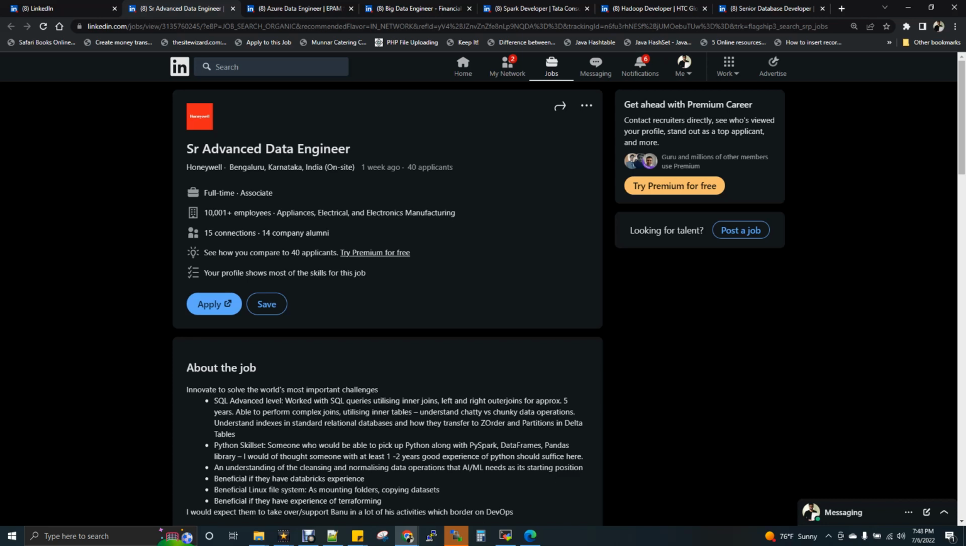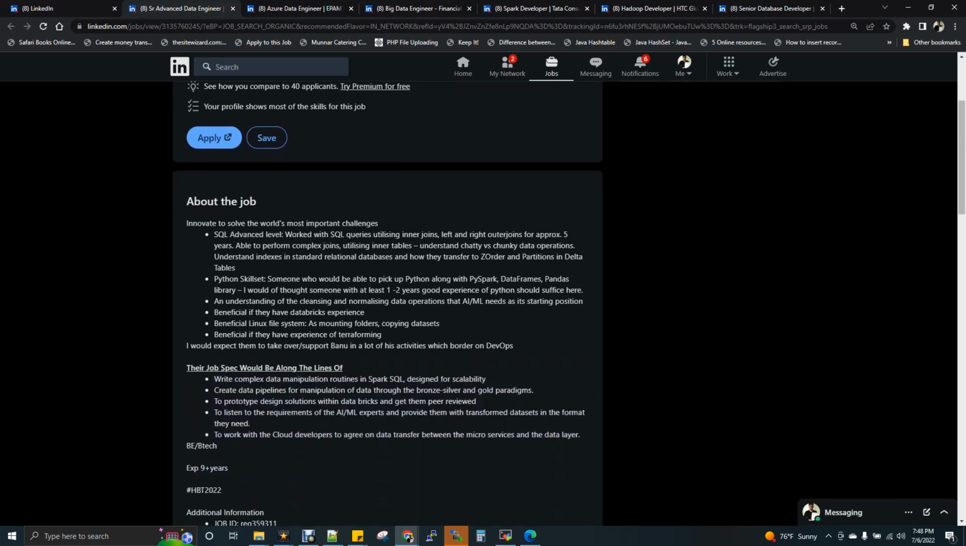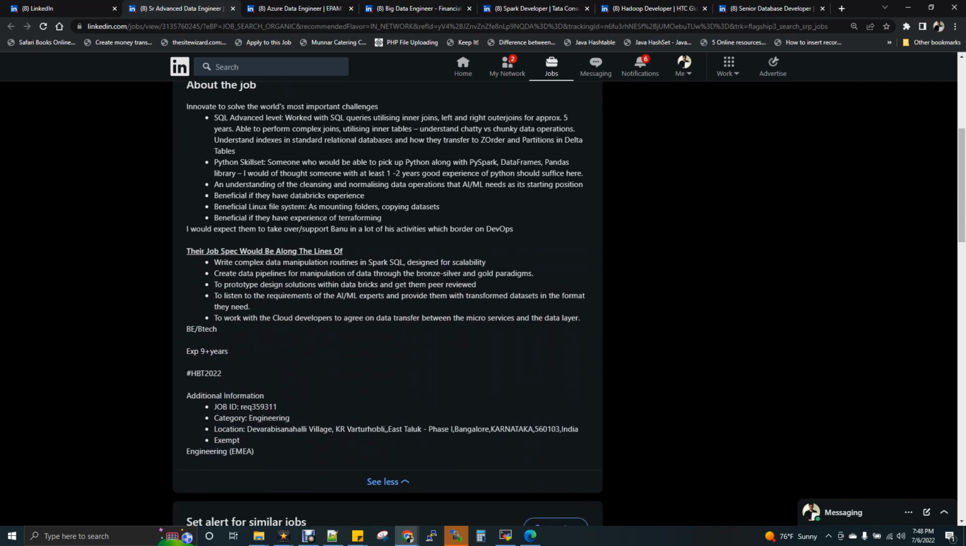Okay, so this is Honeywell. Let's ignore the location and all those things. Let's come to the skill set. That is what I'm going to show you in all these JDs. If you see, the first point is all about SQL. They're expecting you to have joins, complex join queries, and partitions on Delta tables. So mainly they are focusing on SQL. That is good. SQL is something we should know as a data engineer.